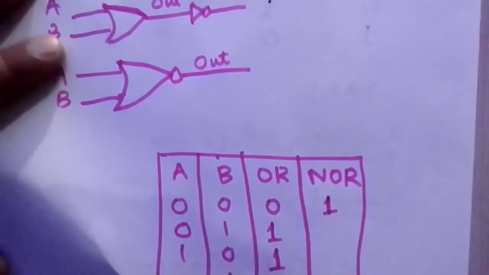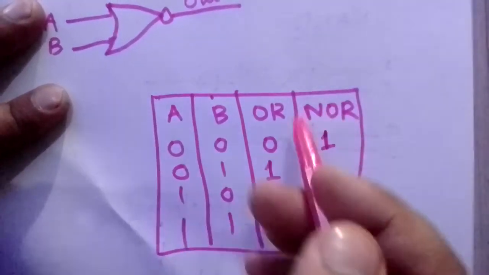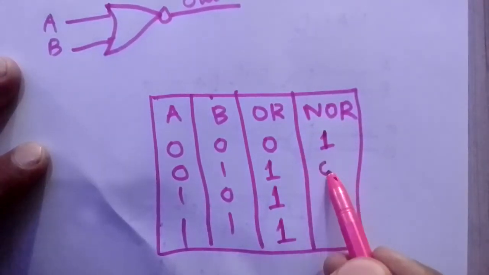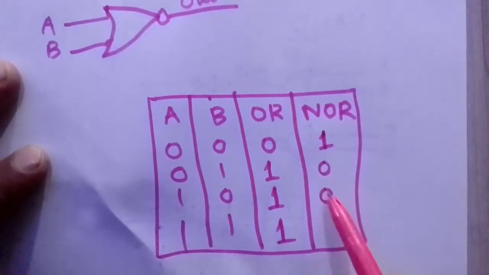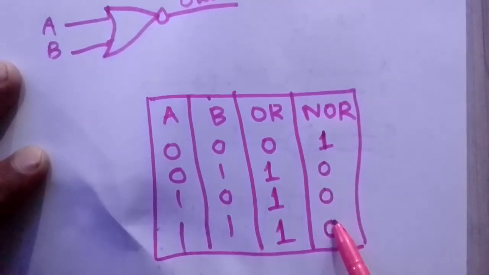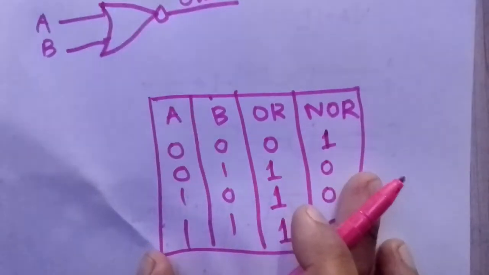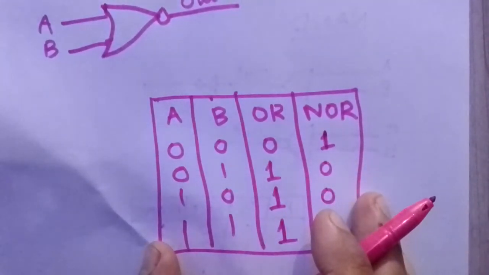Okay, and when the output of OR gate is 1, the output of NOR gate will be 0. Okay, so when both the inputs A and B are 0, the output of NOR gate will be 1. Otherwise, when any of the inputs is 1, the output of NOR gate will be 0.